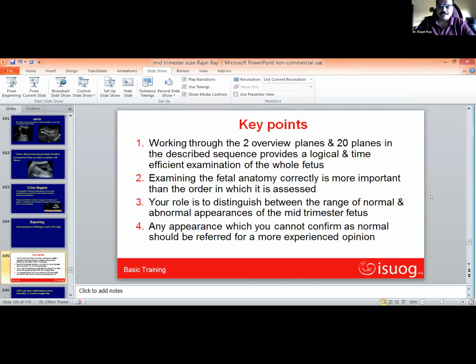But you should have a checklist. At the end of the ultrasound, you must see whether you have seen all the important structures or not. And your role is to distinguish between range of normal and abnormal appearance of the mid-trimester fetus. Any appearance which you cannot confirm as normal should be referred for a more experienced opinion.